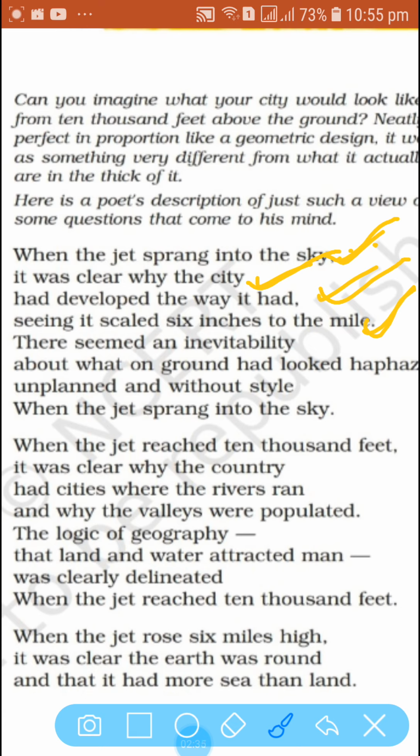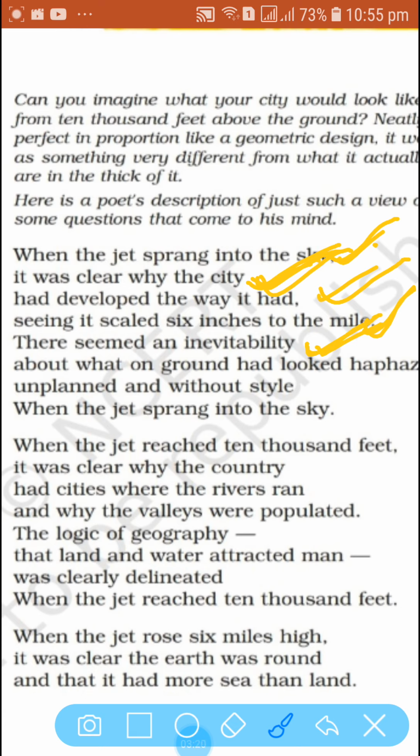Now come to the 5th line. There seemed an inevitability. So inevitability is so similar in tone with the last word in the second line, city. City, inevitability. So what is the letter we gave to the second line? That is B. So it was clear why the city, B. There seemed an inevitability, B. Because these 2 lines are similar in tone, these 2 lines are rhyming. So the same rhyming letter we are giving to these 2 lines, B, B.